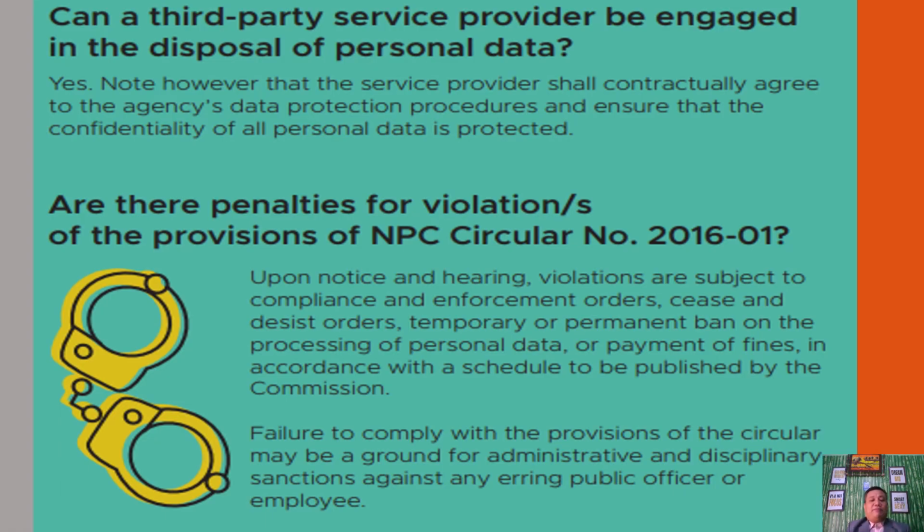Are there penalties for violations of the provisions of NPC Circular number 2016-1? Upon notice and hearing, violations are subject to compliance and enforcement orders, cease and desist orders, temporary or permanent ban of the processing of personal information, or payment of fines in accordance with a schedule to be published by the Commission. Failure to comply with the provisions of the said circular may be ground for administrative and disciplinary sanction against any erring public officer or employee.